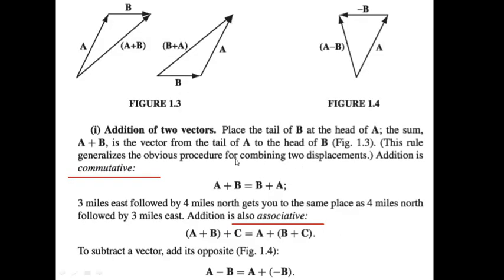So here the very first property we would like to learn is the addition of two vectors. Let us say this is vector A, starting from tail to head, and B's tail starts from the head of A to the head of B. Then we are joining the tail of A to the head of B, so that is A plus B.